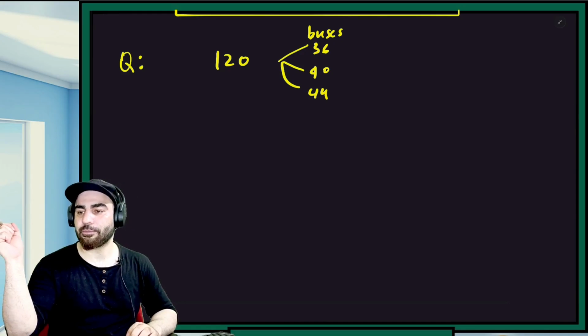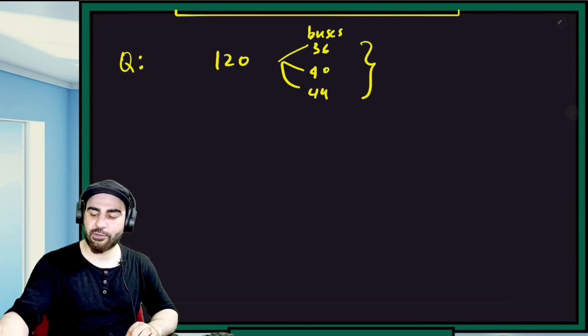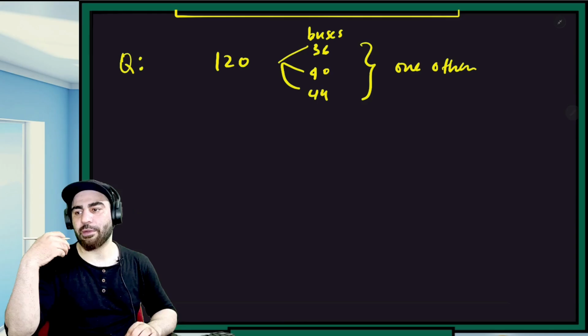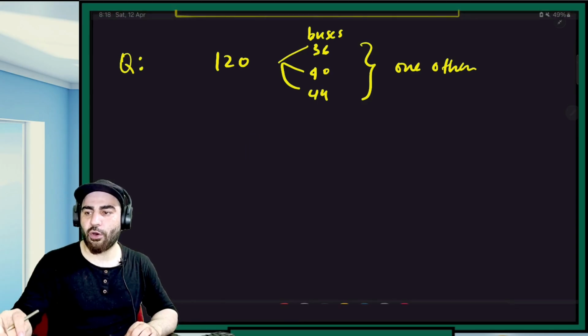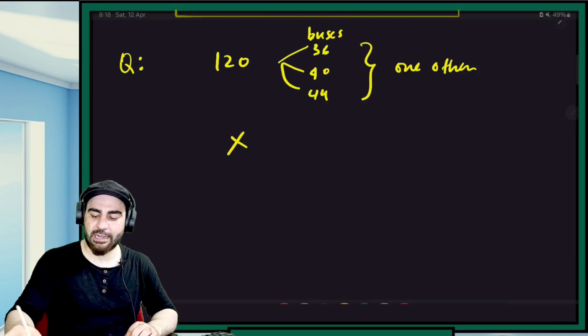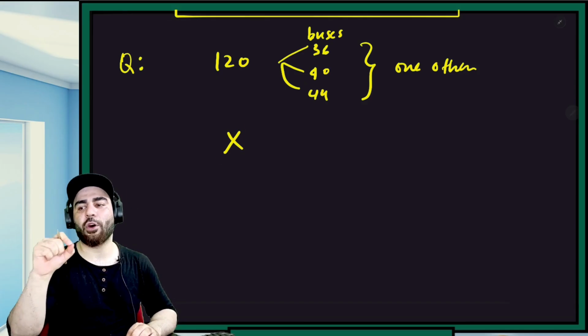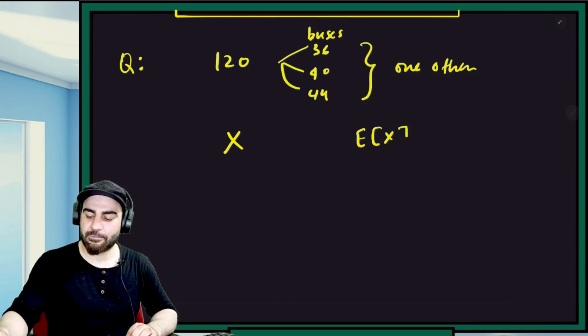When the buses arrive for the performance, one of the students is chosen randomly, one among these 120 students. Let x denote the number of students on the bus that the randomly chosen student was on. So this is the random variable x. X is denoting the number of students on the bus which is randomly chosen. So you have to find the expectation of x.